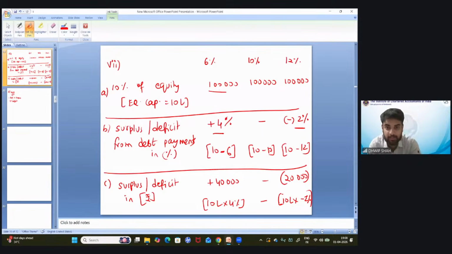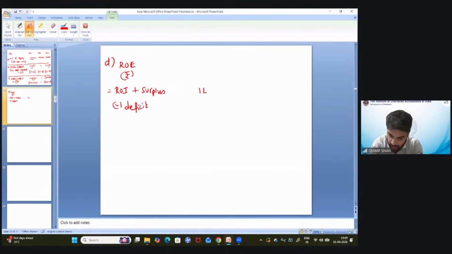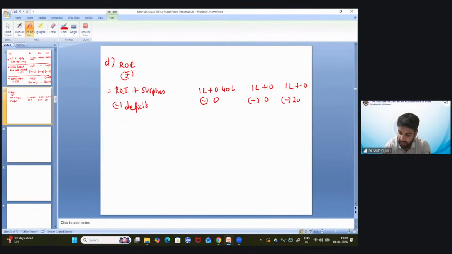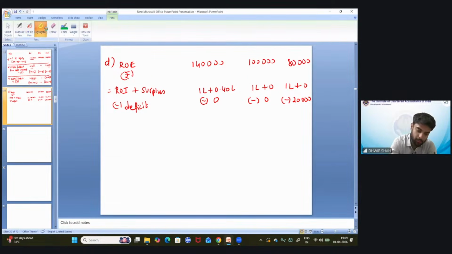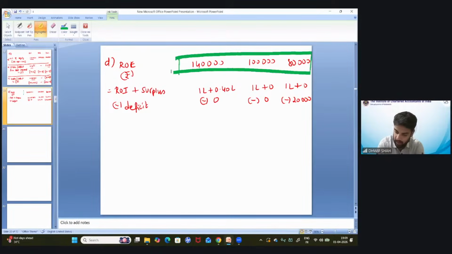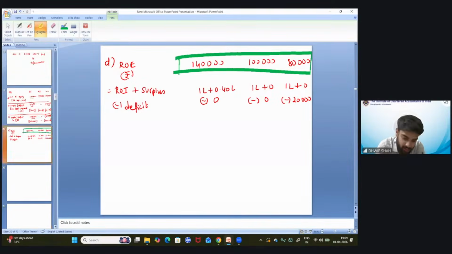It was 1 lakh plus surplus in rupees of 40,000. In scenario 1 there is no deficit. So here it will be 1 lakh plus 0.4 lakh, no deficit, meaning 0. For scenario 2 it will be 1 lakh ROI, surplus 0, deficit 0. For scenario 3, 1 lakh, surplus 0, but deficit of 20,000. So return on equity in rupees will be 1,40,000, 1 lakh and 80,000. Now let me show you some magic. Return on equity in rupees. So this is earnings after tax. Look here.